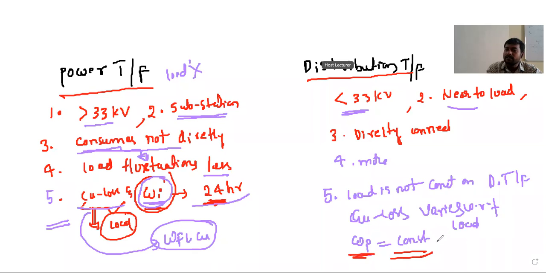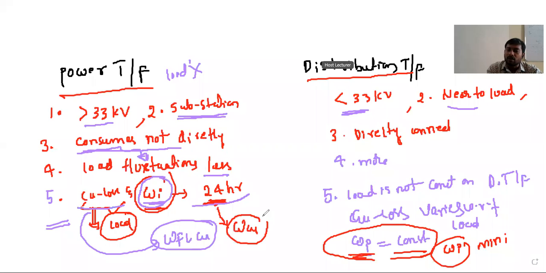So that maximum iron losses will take place even when the load is available or not available. That's why, while designing, iron losses should be kept minimum. Here, copper losses must be kept minimum because the load is always full load on the transformer.